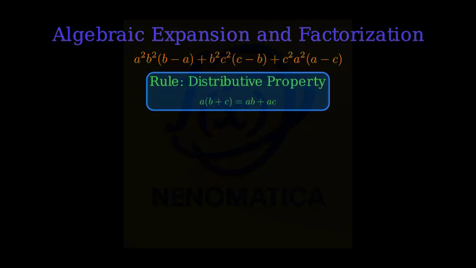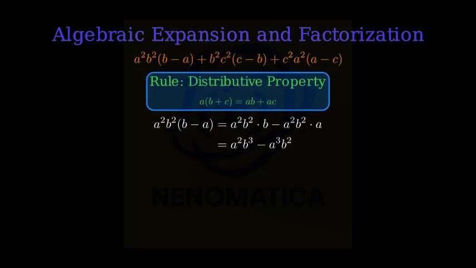a squared times b squared times (b minus a). When we distribute, we get a squared times b cubed minus a cubed times b squared. Now, let's expand the second term.